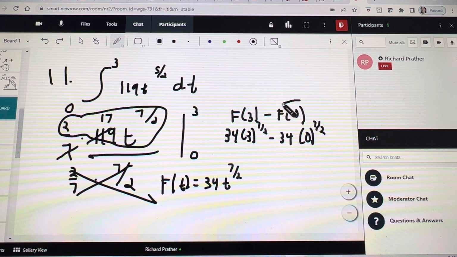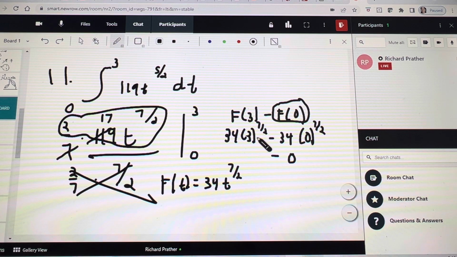It's always nice to have big F of 0 in this fundamental theorem of calculus, because most of the time that whole part will be 0. Not every time. Say you have like e to the x, then e to the 0 isn't 0, it's 1. But even when it's not 0, it often comes out nicely. So 34 times 0, 0 to any power is 0, and times 34 is 0.